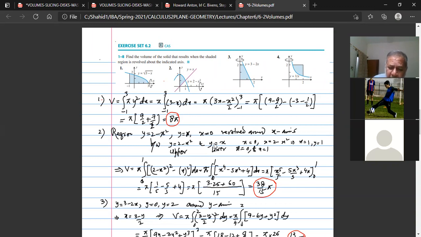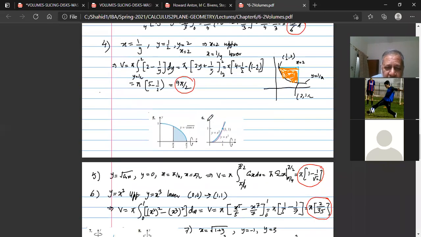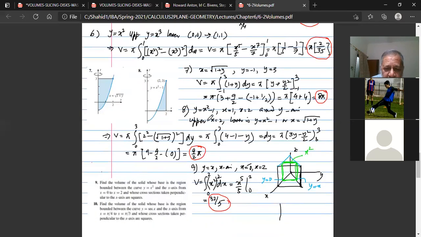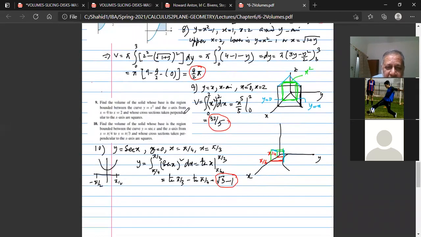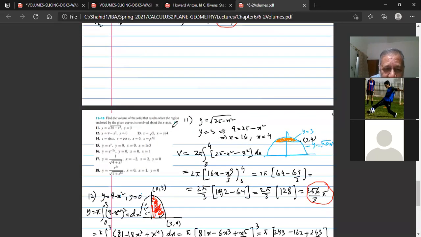We have laid down the principles for solid of revolution, and we will apply these things in exercise 6.2 problem solving. And some of the problems will not be solved using the solid of revolution formula. We will have to force the slicing technique, and I will discuss these problems, inshallah.